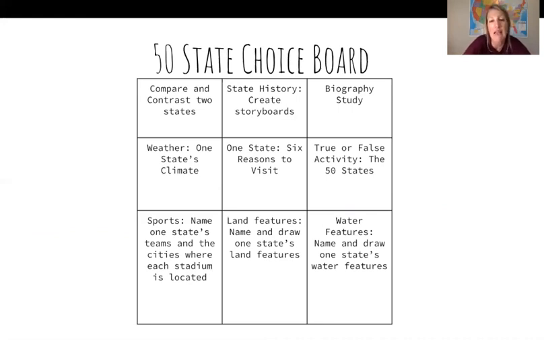Another one you could do is land features. Name and draw one state's land features. That would be really fun to do if you like artsy stuff. And the last one is water features. Name and draw one state's water features. That's another fun one if you like to draw.